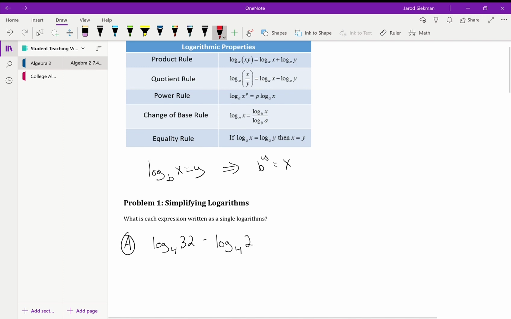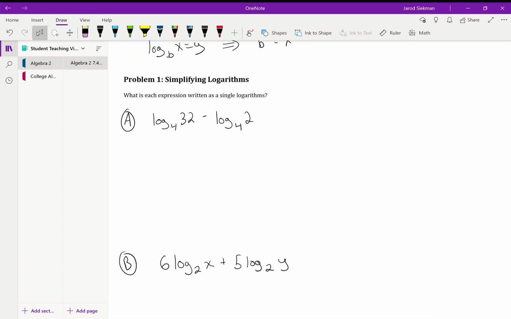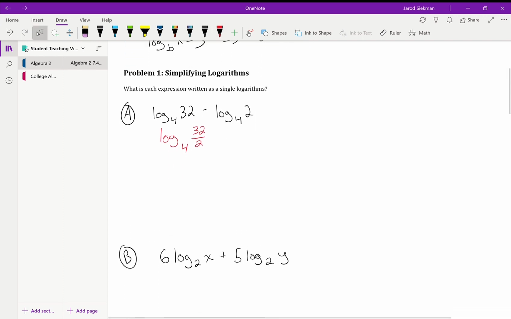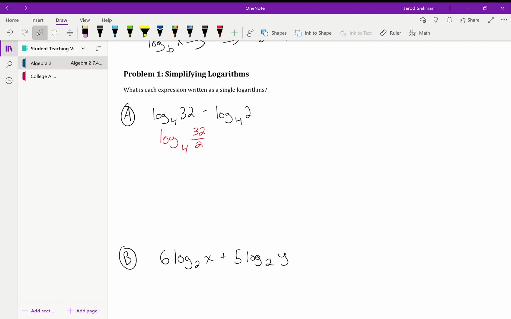So what we can do is take log base 4 and do 32 divided by 2. We're applying the quotient rule here. And once we do that, we'll get log base 4 of 16. Now, we're not quite done because we want to simplify it as much as possible.